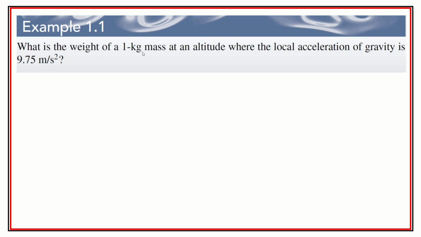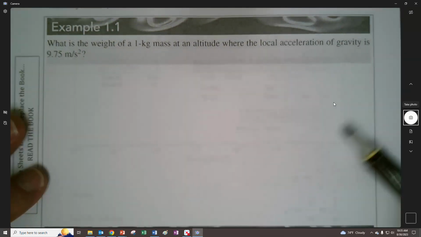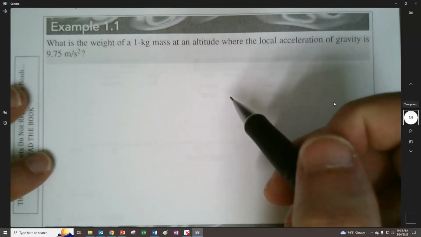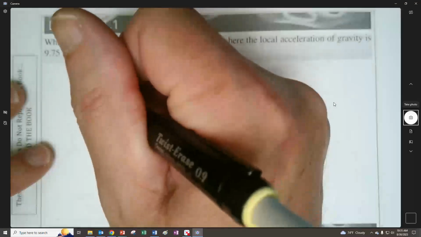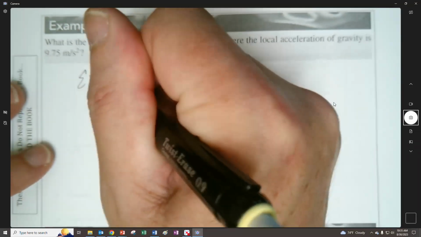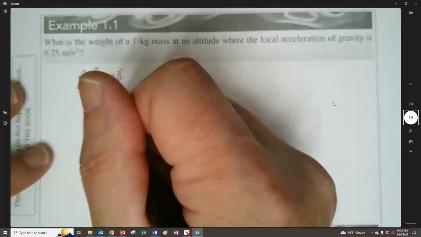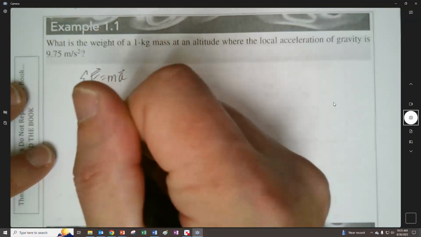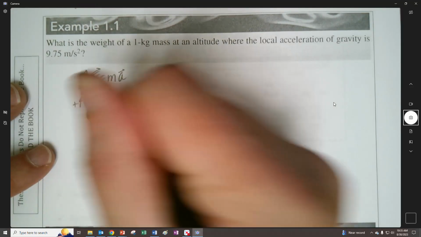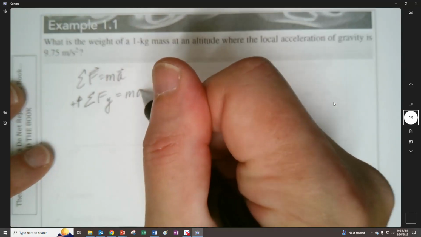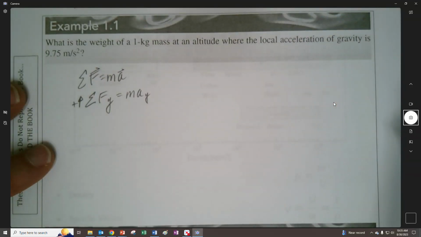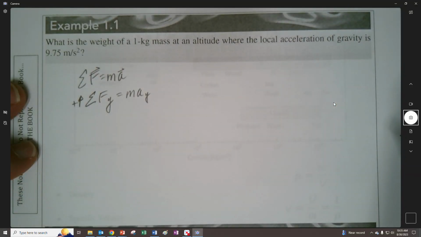What is the weight of a 1 kilogram mass at an altitude where the local acceleration of gravity is 9.75 meters per second squared? Well, we want to think of the sum of the forces equals mass times acceleration. And these are vectors, actually. So the sum of the forces in the y direction, and we'll define the direction that we mean, is equal to mass times acceleration in the y direction. Well, the acceleration is gravity.